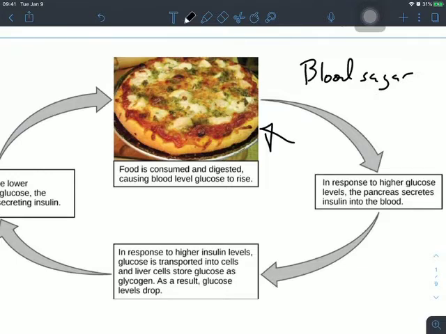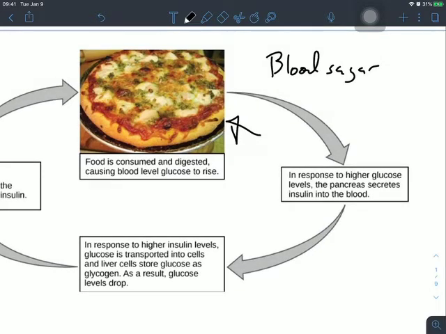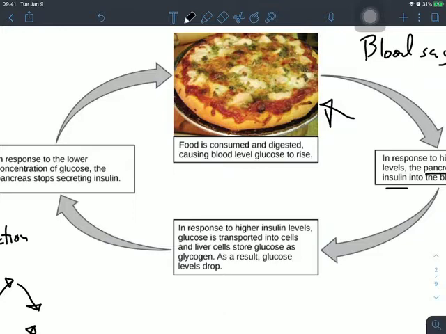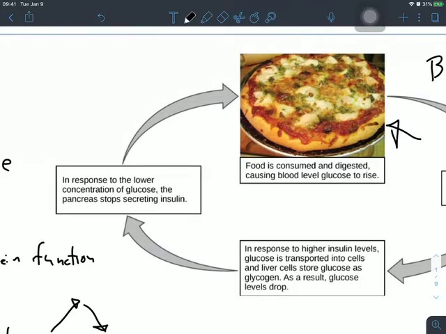When food is consumed, the higher blood glucose levels in the blood cause the pancreas to make insulin. So as your blood sugar goes up, your pancreas responds by producing insulin to bring it down. The glucose is transported into red blood cells and into the liver. Glucose levels drop. In response to lower concentration of glucose, the pancreas will then stop secreting insulin up until you throw another pizza at it and make it do work.